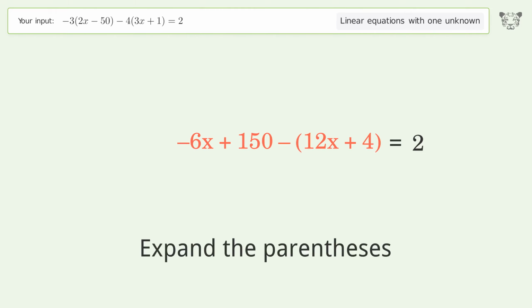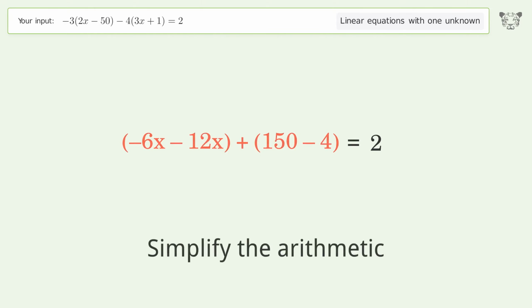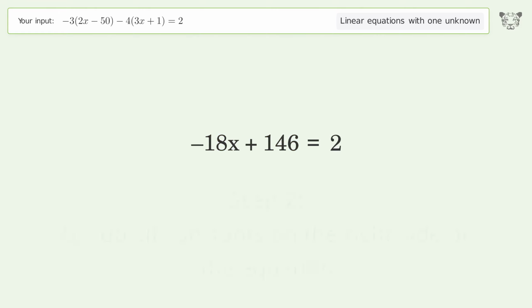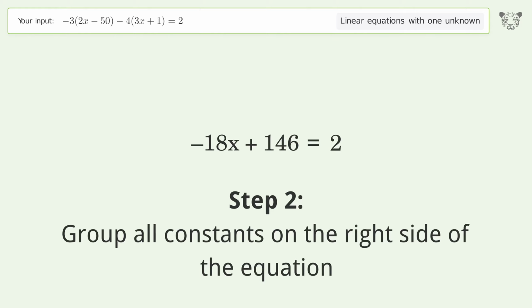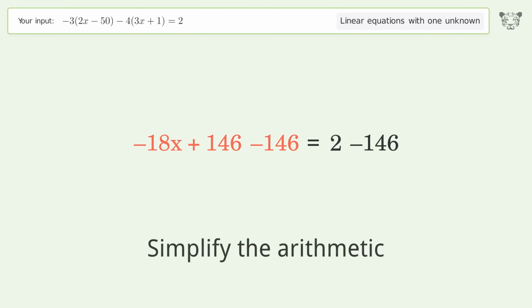Expand the parentheses. Group like terms. Simplify the arithmetic. Group all constants on the right side of the equation. Subtract 146 from both sides. Simplify the arithmetic.